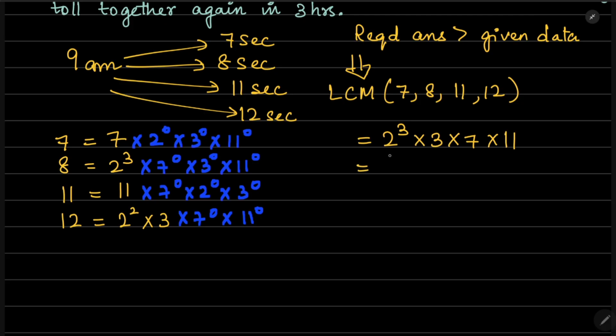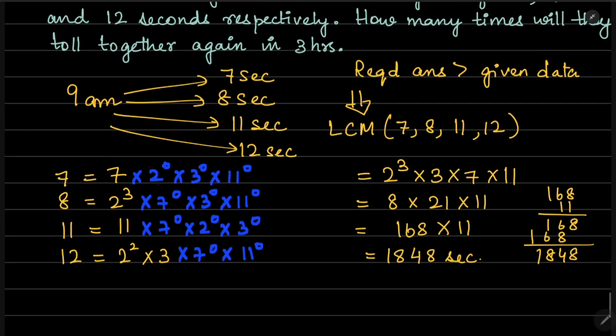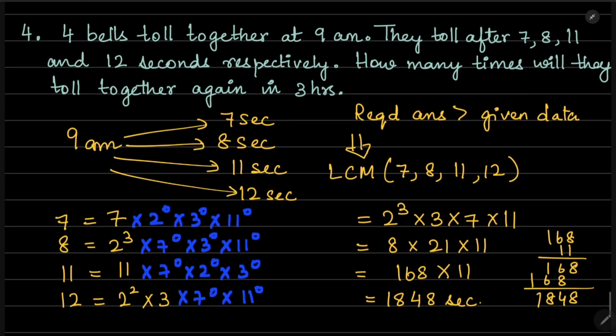Okay, so now let's calculate. 2 cube is 8. 8 multiplied by 21 multiplied by 11. Here you have 168 multiplied by 11. If you multiply 168 and 11, you get 1848 seconds. The unit is very important. So all these 4 bells will toll or ring together after 1848 seconds after 9 a.m.